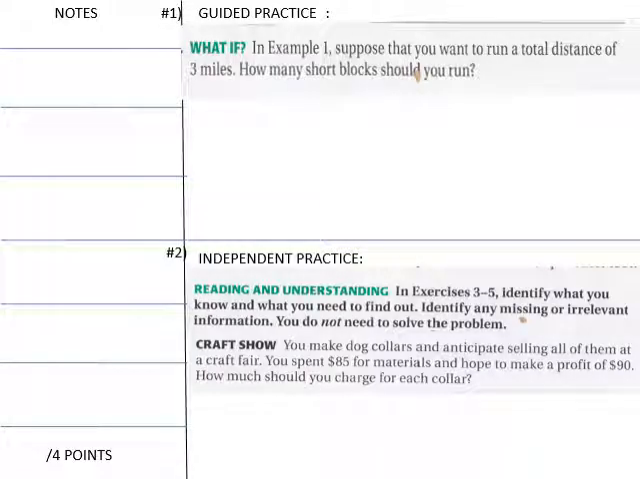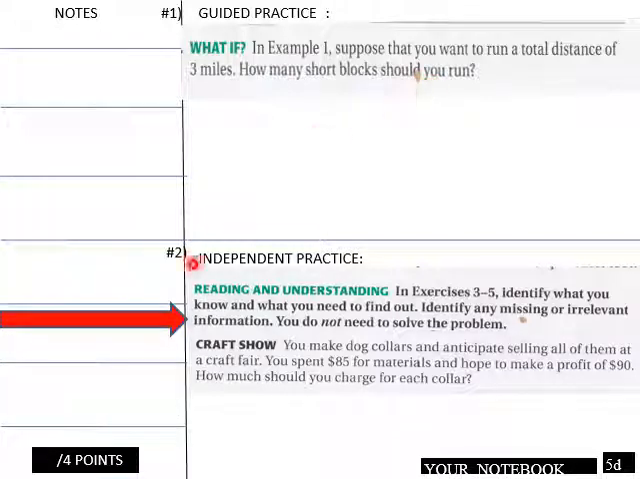Okay, so that was fine. Our next practice here. In example 1, well, we already did this one, didn't we? How many short blocks should we run? Well, maybe there's another way of solving this. We're going to solve our independent practice. It's your lucky day, student. We're going to help you on this one.